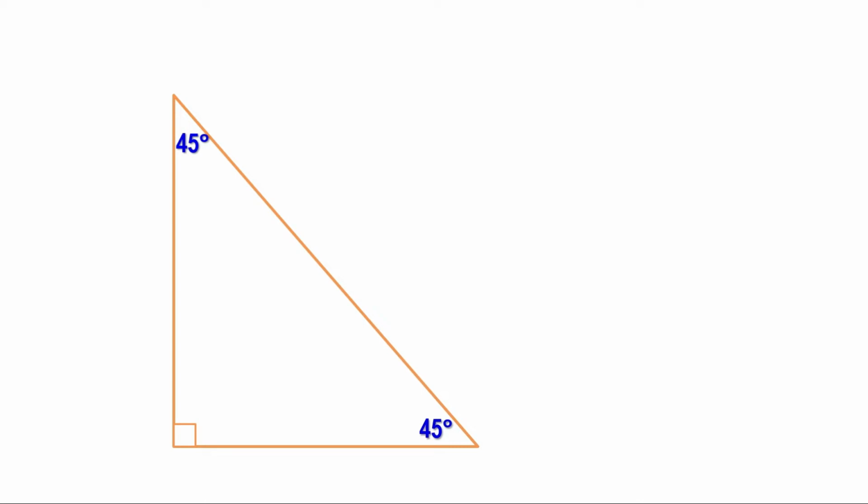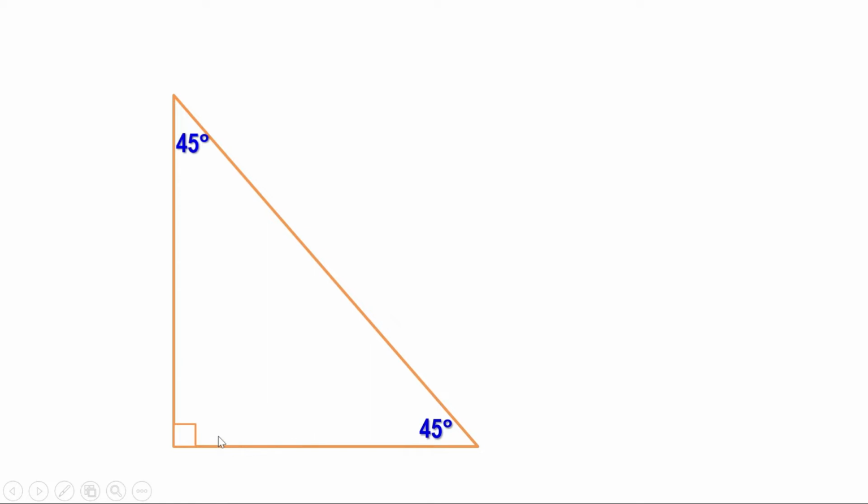How can we identify an isosceles right angle triangle? One angle is 90 degree because it is a right angle triangle. And since it is an isosceles triangle, two sides are equal. So we can define an isosceles right angle triangle like this: a triangle in which one angle is 90 degree and two sides are equal.